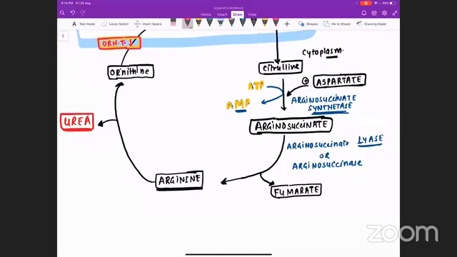A big molecule is splitting into two, and this time we require water. This is not a simple lysis reaction. We require water for this lysis, so it is better to call it hydrolysis. So the name of the enzyme is arginine hydrolase, or it is also written as arginase.